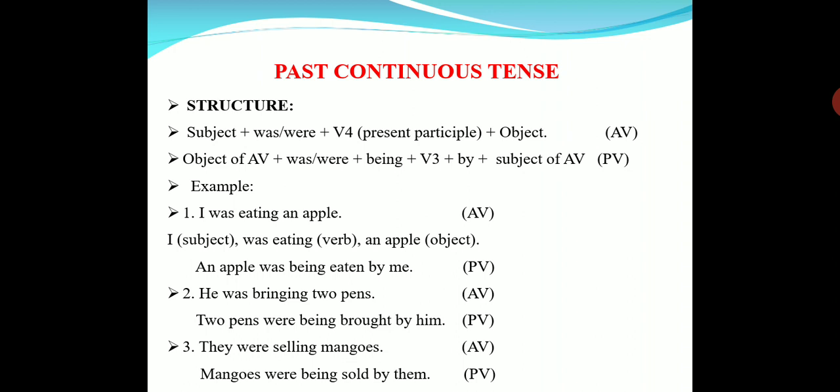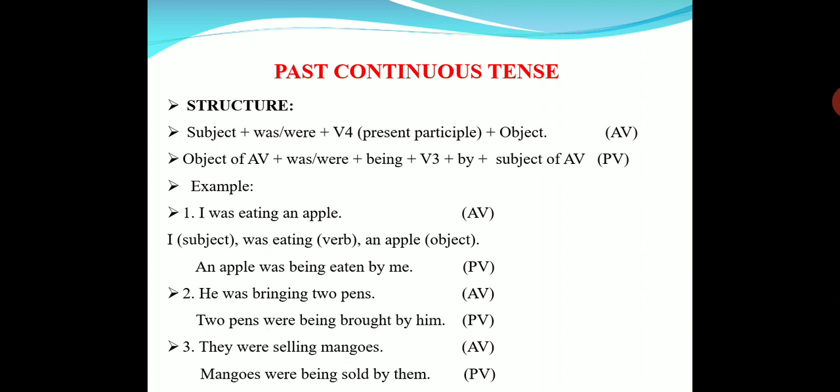Past continuous tense. What is the structure of past continuous tense? Again, same as present continuous tense. There we use am, is, are, and here was or were in the place of be form. That much. Subject plus was or were plus V4 plus object. V4 means ing form of the verb. Present participle it is called.